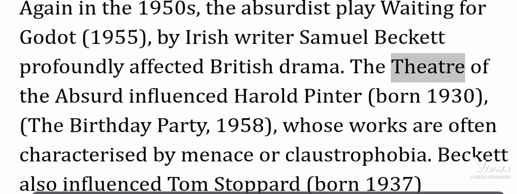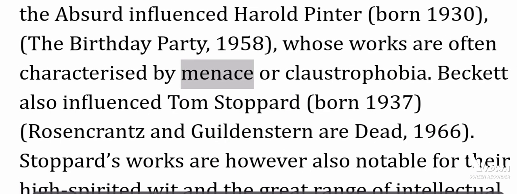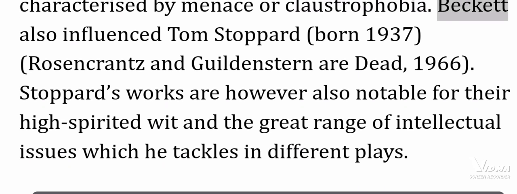The theatre of the absurd influenced Harold Pinter, born 1930, The Birthday Party, 1958, whose works are often characterized by malice or claustrophobia. Beckett also influenced Tom Stoppard, born 1937, Rosencrantz and Guildenstern Are Dead, 1966. Stoppard's works are however also notable for their high-spirited wit and the great range of intellectual issues which he tackles in different plays.